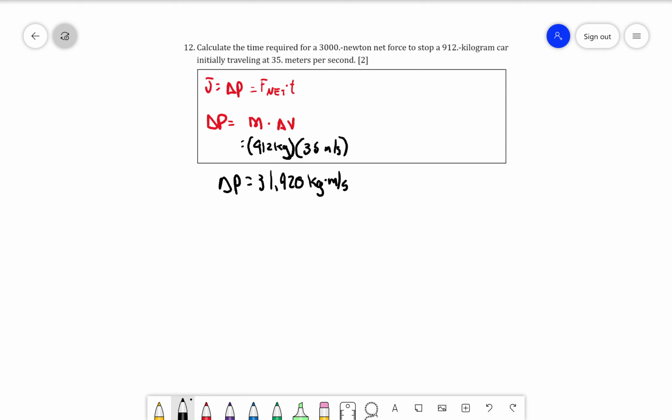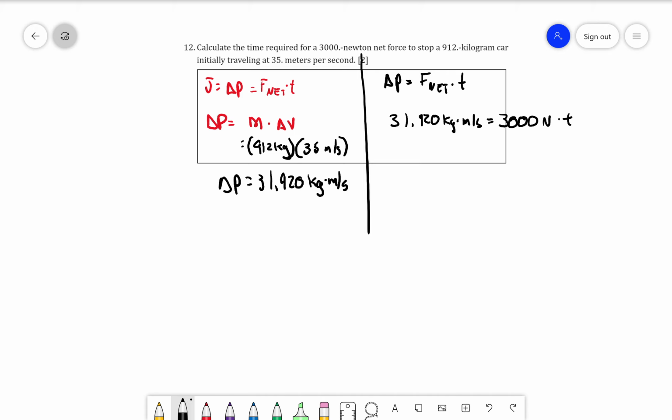Well, now we need to use that. We need to use change in momentum. That marker is way too big. We need to use change in momentum is equal to F net times time. Change in momentum we said was 31,920 kilograms times meters per second. That's equal to net force, which is 3,000 newtons, times time.